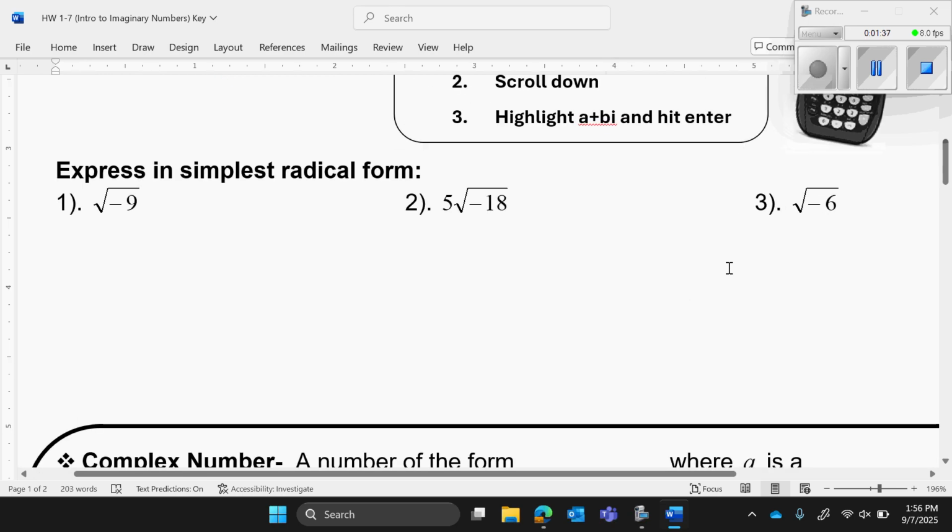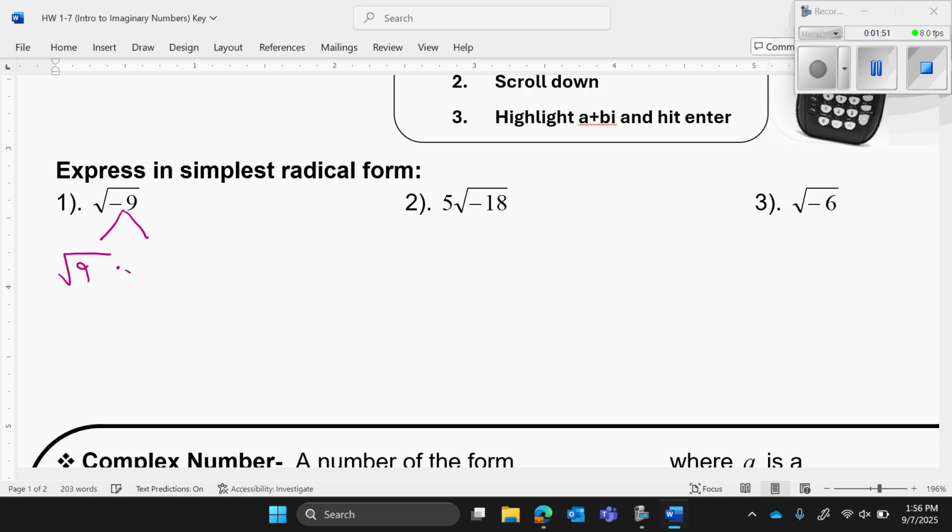When we're expressing or simplifying radicals in simplest form, you need to break it up. So we have that the square root of -9 is the square root of 9 times the square root of -1. We know the square root of 9 is 3, and the square root of -1 we call i. That's where it comes from. Do you need to show the step? No, just jump straight to 3i. Let's do the next one.